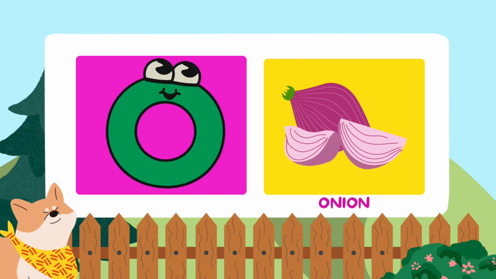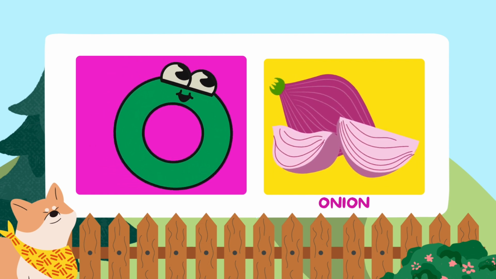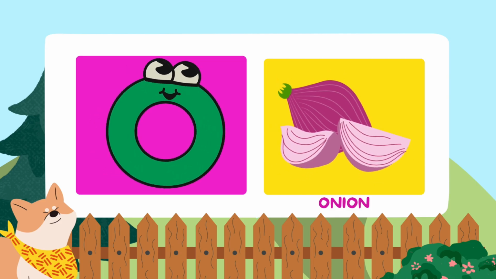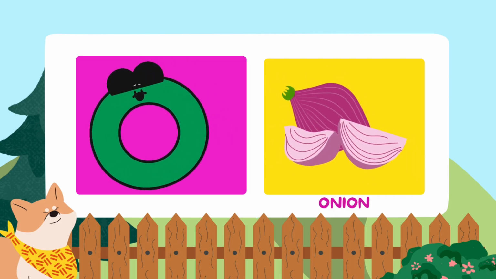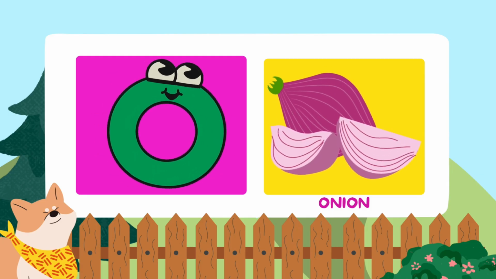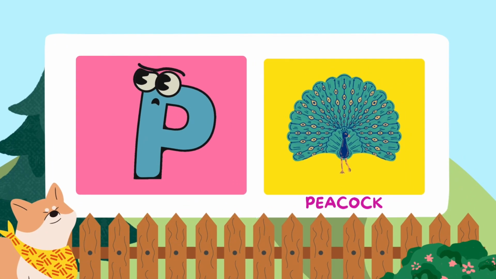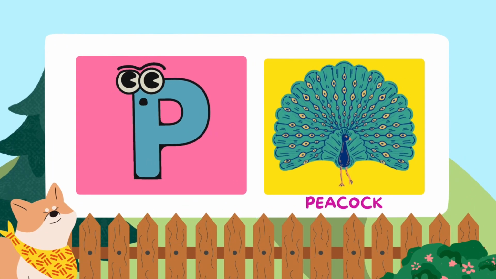Next alphabet is O. O for onion. O, N, I, O, N. Onion.